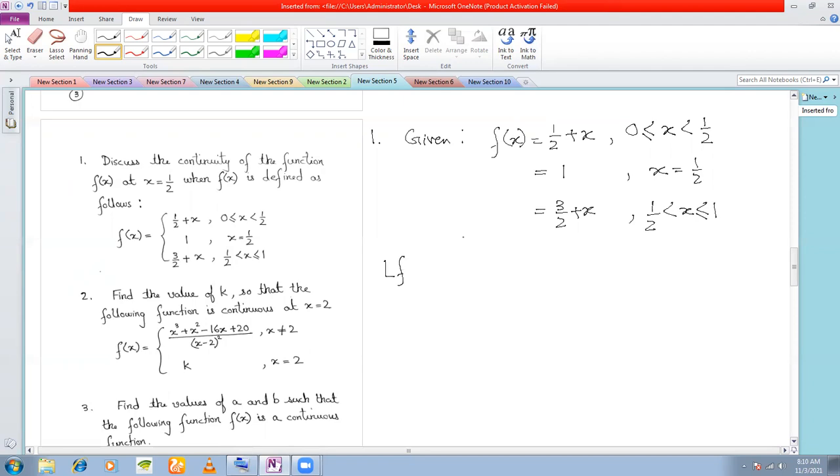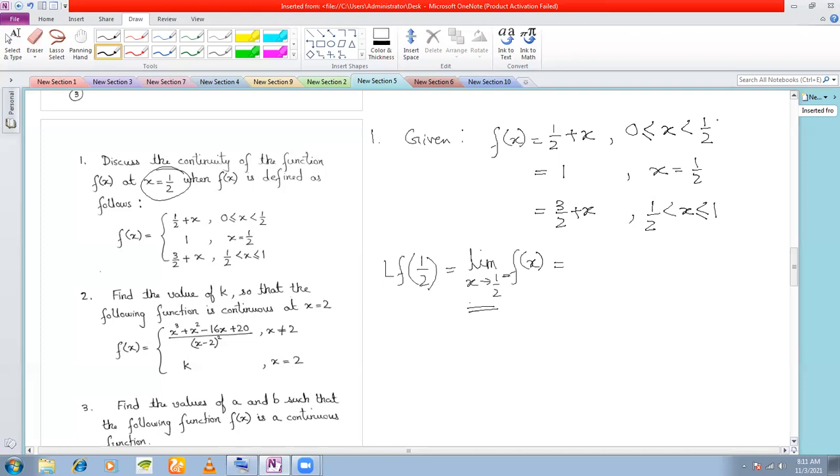LHL f(a), what is the point here? What is the value of a? Half, because we need to check the continuity at x equal to half. So LHL f(half) is equal to limit x tends to half minus f(x). Now we need to choose a suitable value of f(x) depending on the value of x that we have here. So x approaches half from values that are lesser than half.